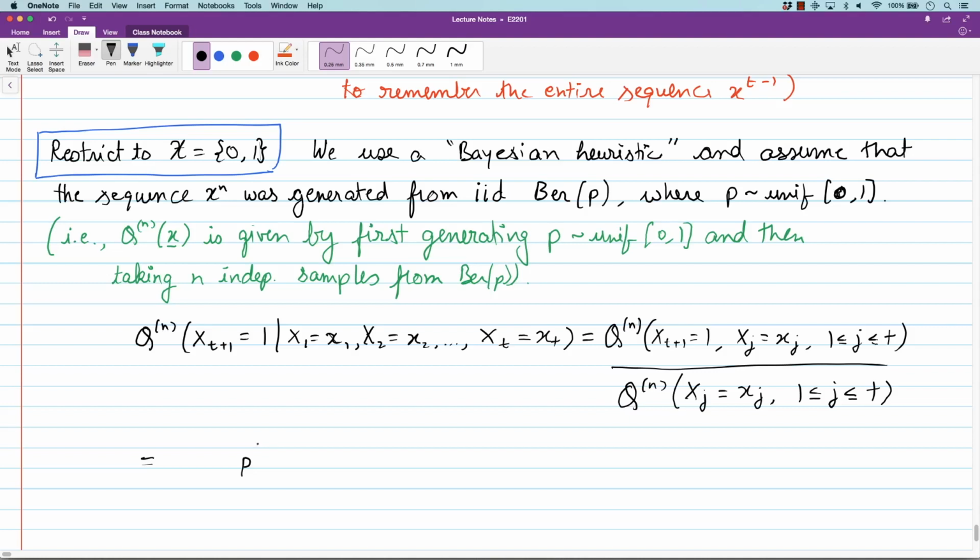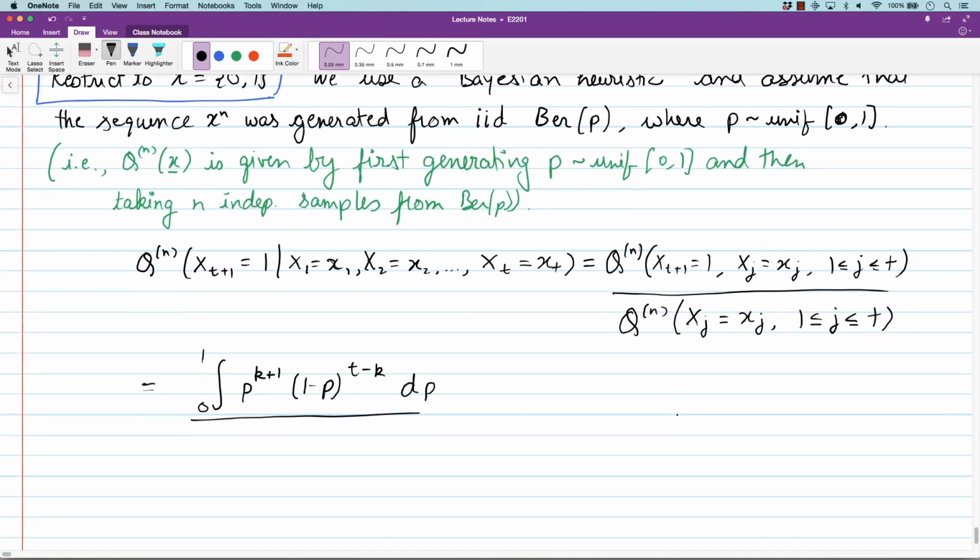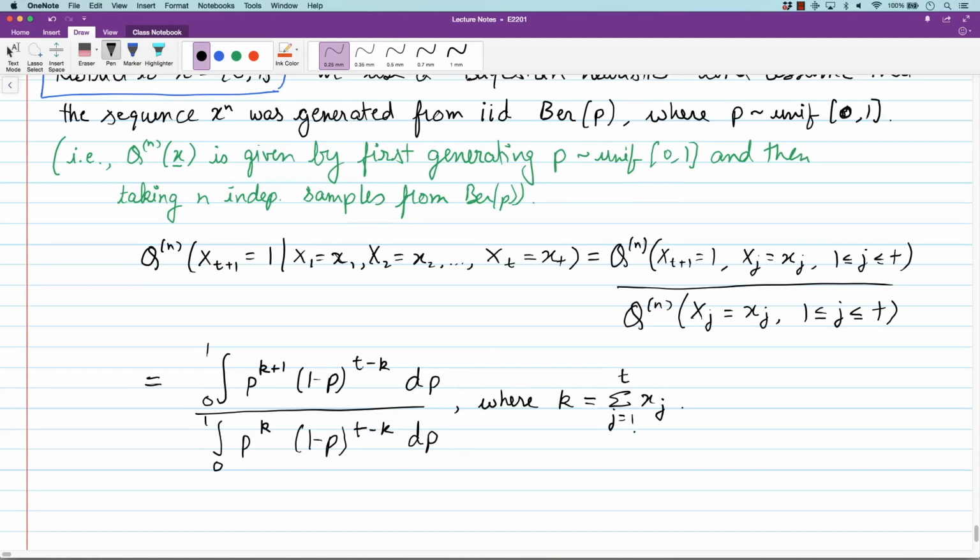So p to the power k plus 1 and 1 minus p to the power t minus k. This is given p, but p can be anything between 0 and 1, so we integrate this over 0 to 1. Divided by, I'm just computing both these probabilities, the integral from 0 to 1 of p to the power k, 1 minus p to the power t minus k, dp, where k equals the number of times you see 1 in x1 to xt. So it's the summation over j equal to 1 to t of xj. So this is just the number of ones in this sequence. Okay, so that's what you get.